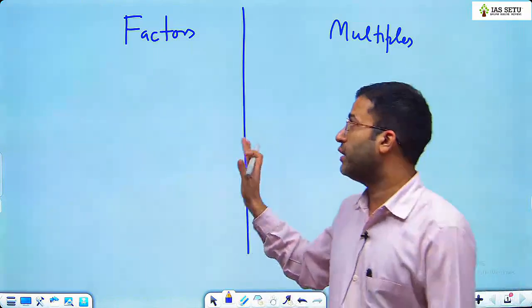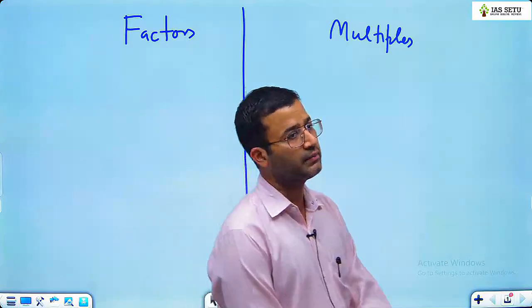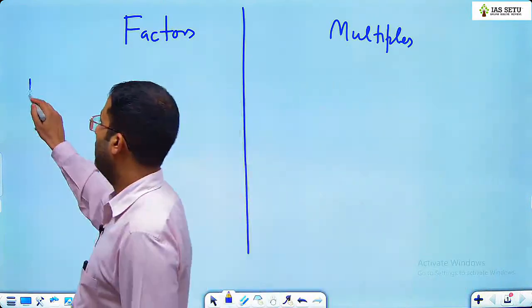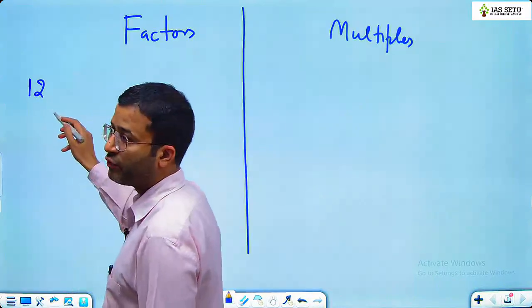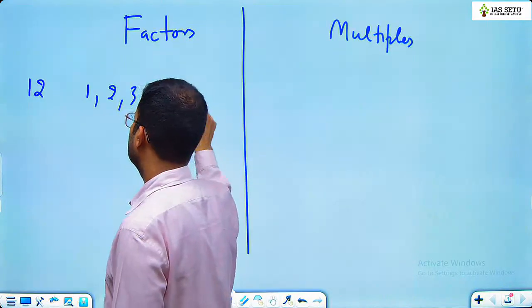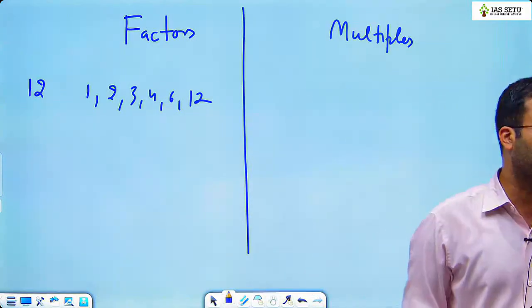So now we start with HCF and LCM, but before that we understand factors and multiples. Like we take the number 12. What are the factors of 12? 1... You can see them in pairs, or if it is a bigger number.